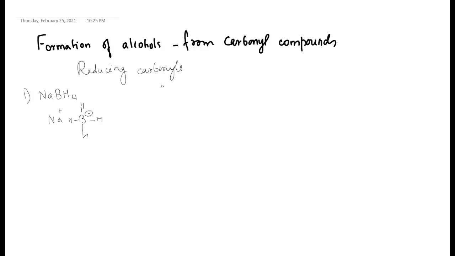And there is another reducing agent which is lithium aluminum hydride, LiAlH4. Sometimes it is abbreviated as LAH. The structure is similar to the previous one. Here lithium is the positively charged species, and we have aluminum with 4 hydrogen atoms attached to it and with a negative charge. This is the more powerful reducing agent, and this is a milder reducing agent.